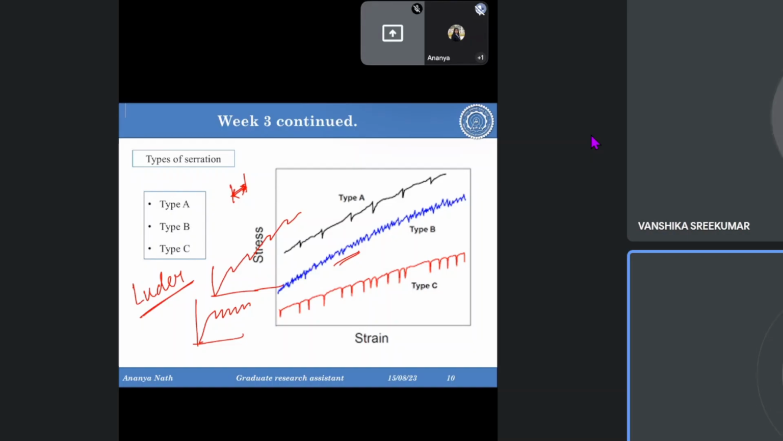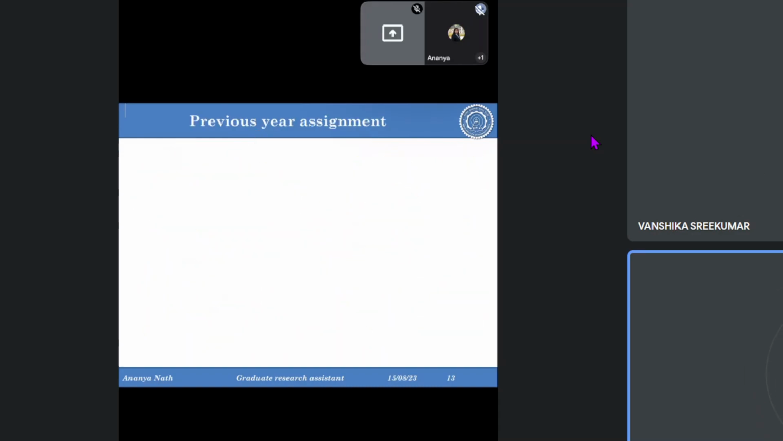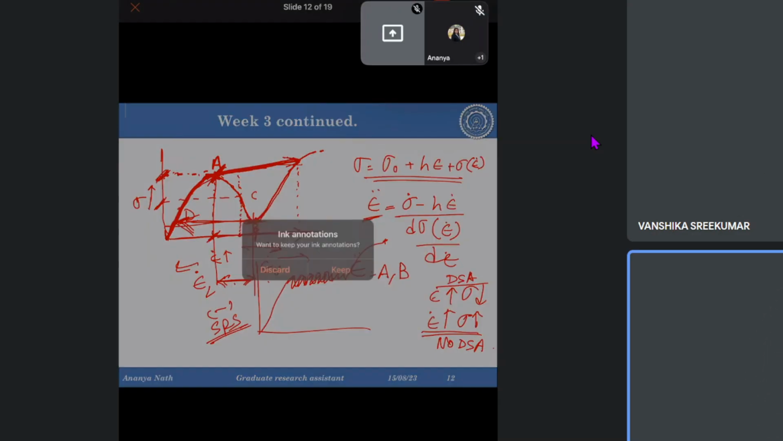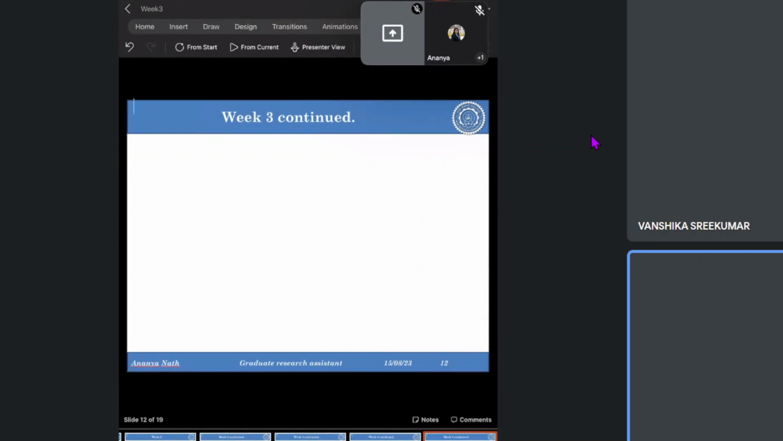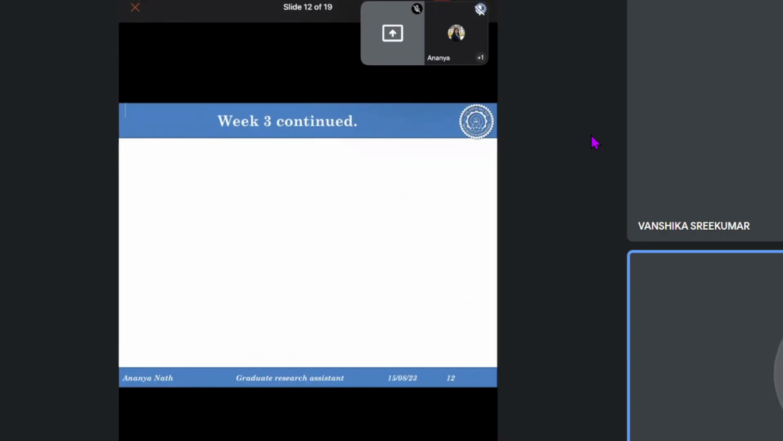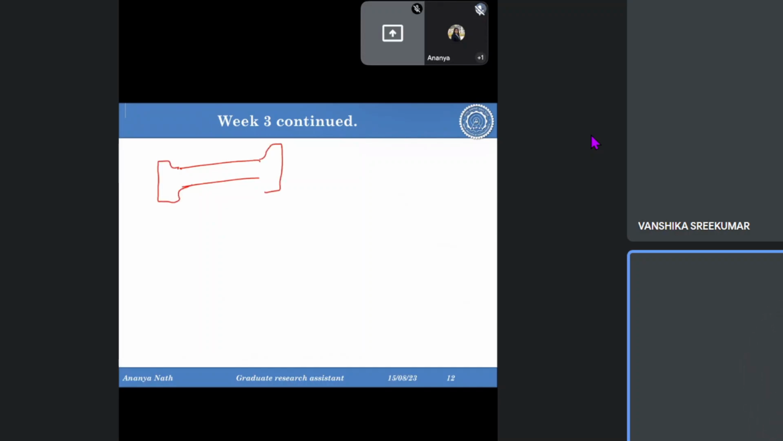So ma'am, can you please explain type B once again? Yes. So what happens in type A, if this is the gauge length where the serration is happening, this was the first distance or first position where the serration happened.